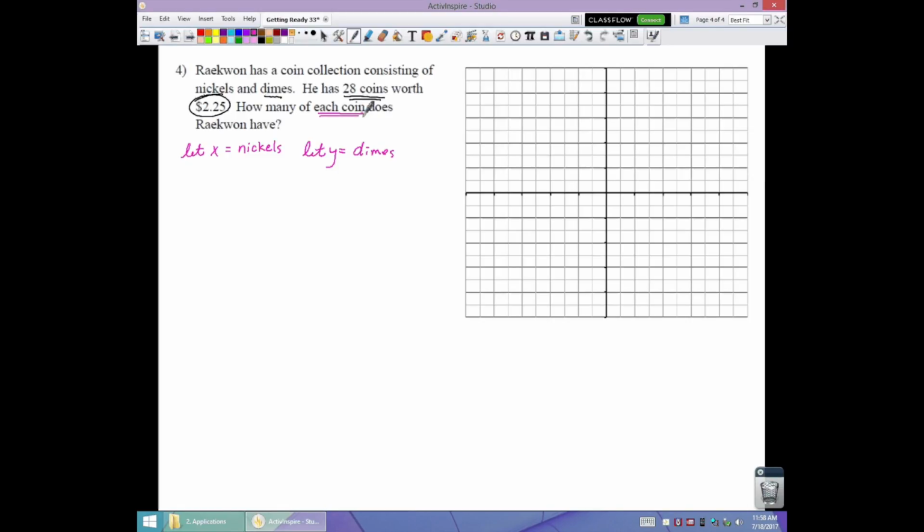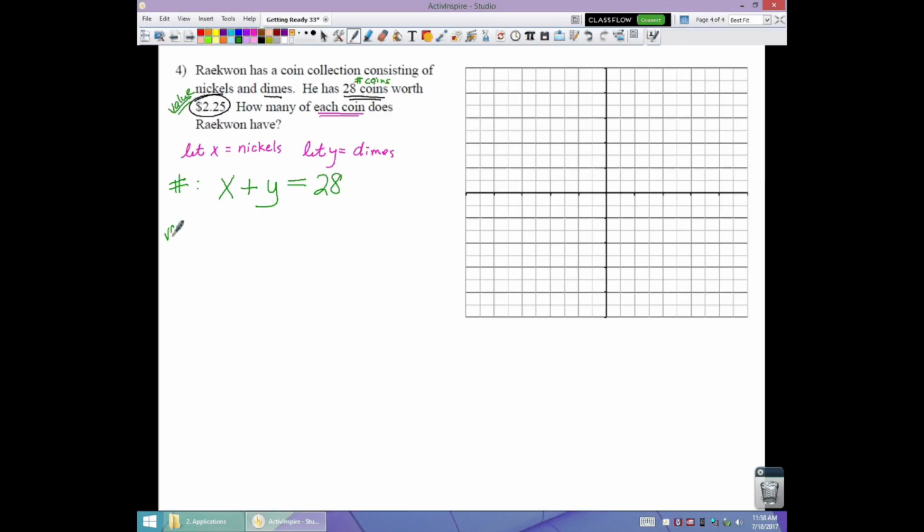So what are my two equations going to represent? Well, the information up here is about number of coins, and the other one is about the value of the coins. So 2 equations, one about number, one about value. So my equation regarding number would be how many nickels I have, that's X, added to the number of dimes I have, Y, must equal the total coins, 28.